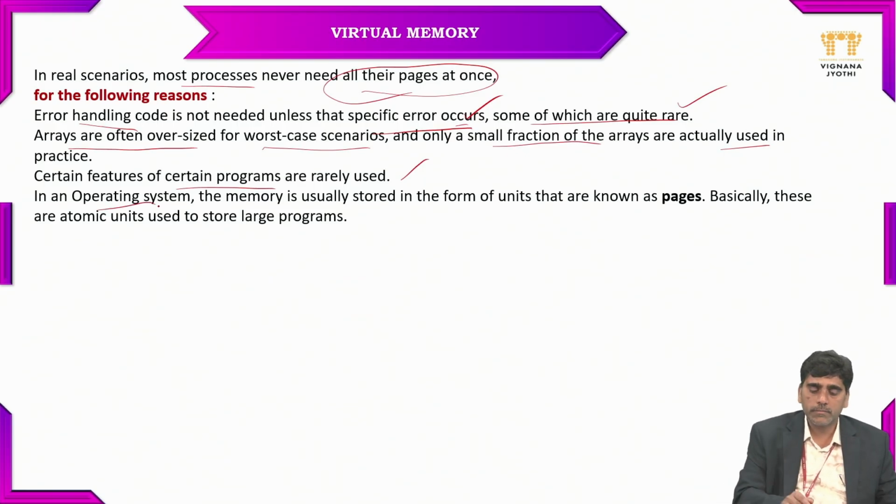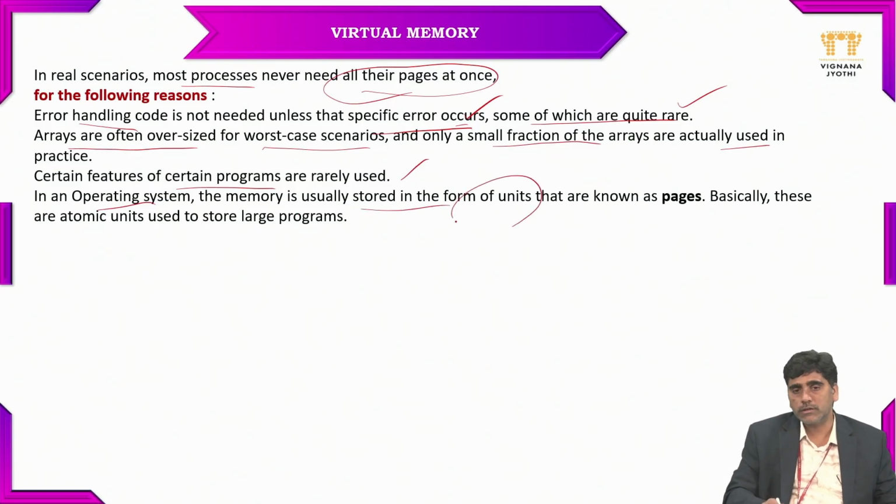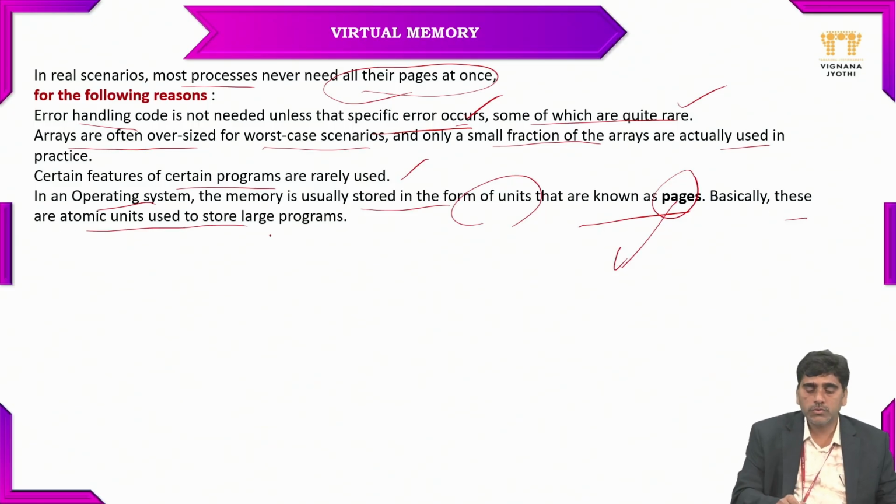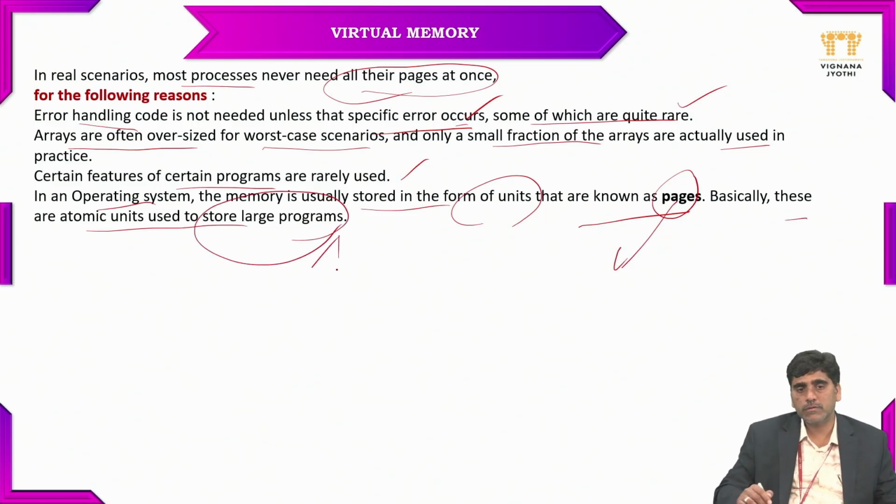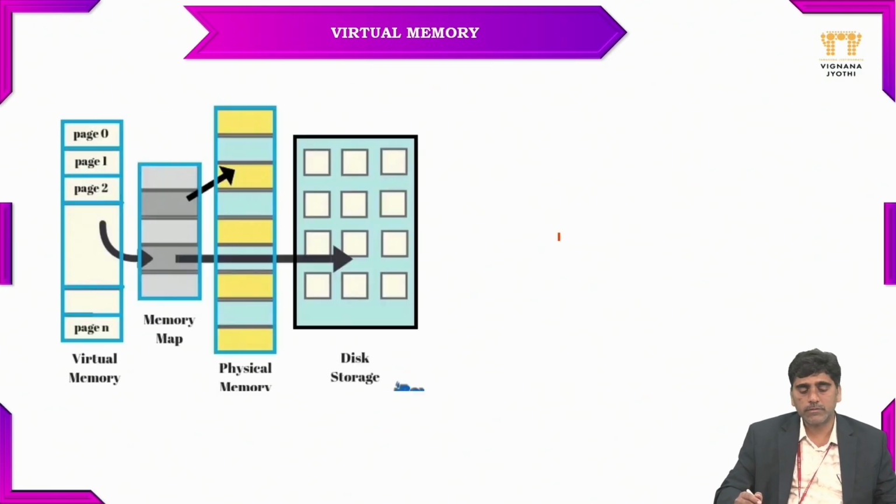In an operating system, the memory is usually stored in the form of units that are known as pages. This was already discussed in the paging concepts. Basically, these atomic units are used to store a large number of programs.